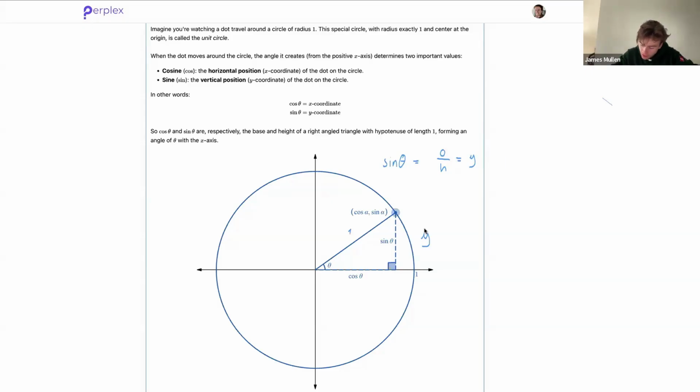In a similar way, cosine theta was the adjacent over the hypotenuse, and the adjacent here is the x-coordinate of this point, and hypotenuse is still 1, so this is just x. And that is why sine and cosine give me the coordinates of the points on the unit circle.